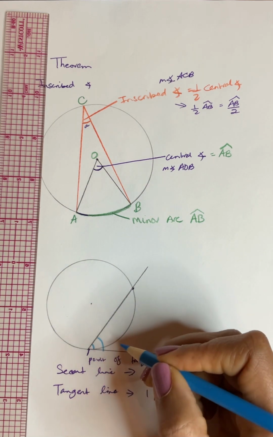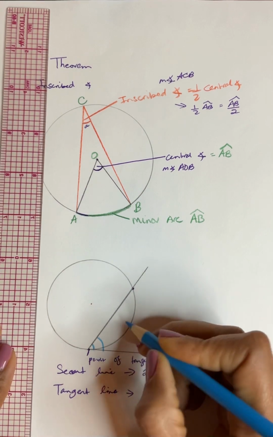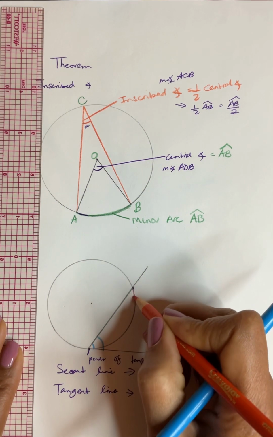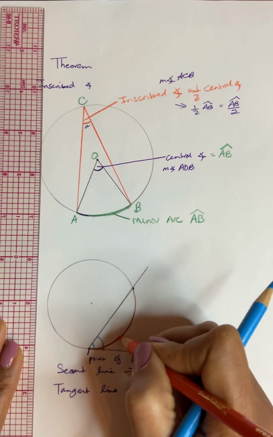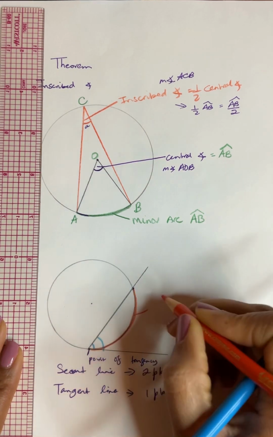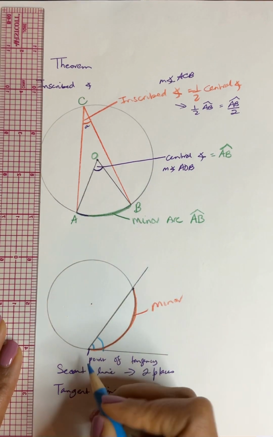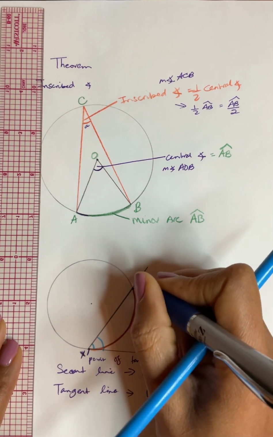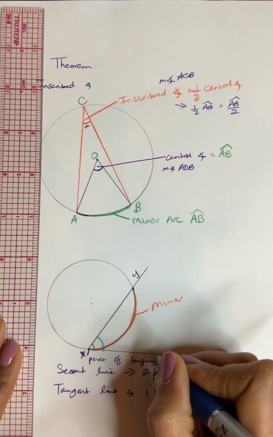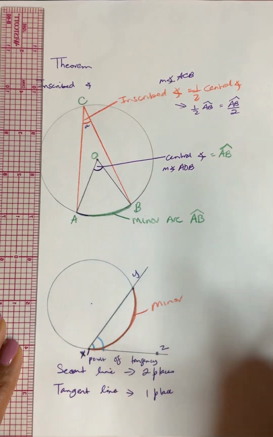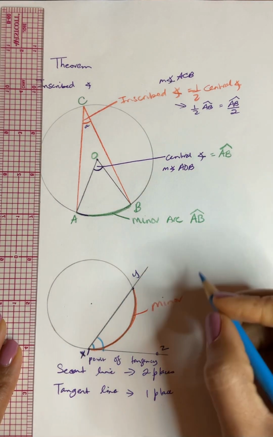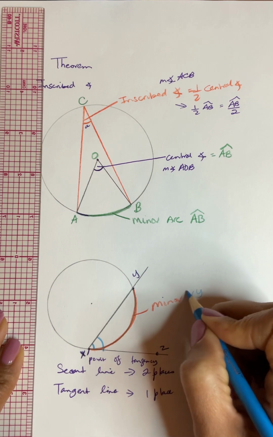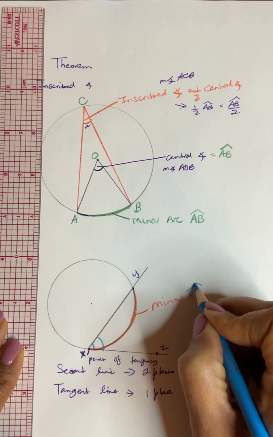Now this angle right here, we call it a secant tangent angle. You see that this arc right here, and I'm going to draw it in a different color, the orange one, this is our minor arc again. All right, this minor arc. I can label this X. This is Y. And if I want to say, call this Z. All right, minor arc. So minor arc here is XY. That's our minor arc.